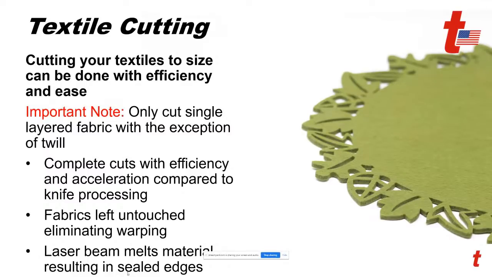Lasers complete cuts with efficiency and acceleration compared to knife processing. And the other advantage is a lot of manufacturers will use knife cutting for the large areas, and then the intricate small detail they'll put in one at a time and use a laser to finish that up, because the knives can't do it and the lasers can. So they can work very well together. Again, fabrics are untouched, eliminating any type of warping, and the laser beam can melt the material, providing a sealed edge on some of the fabrics.